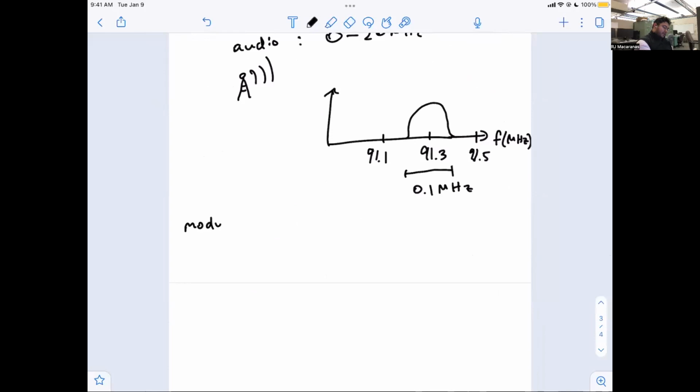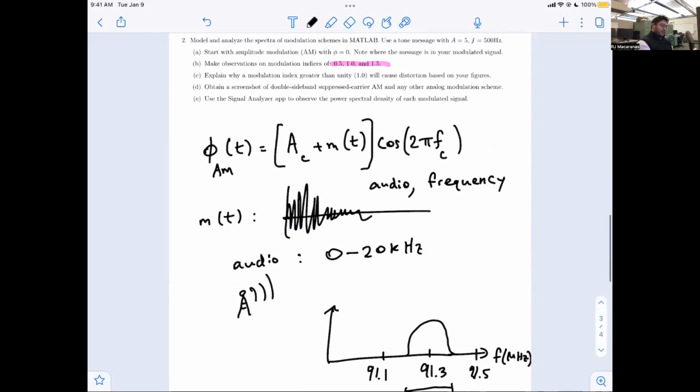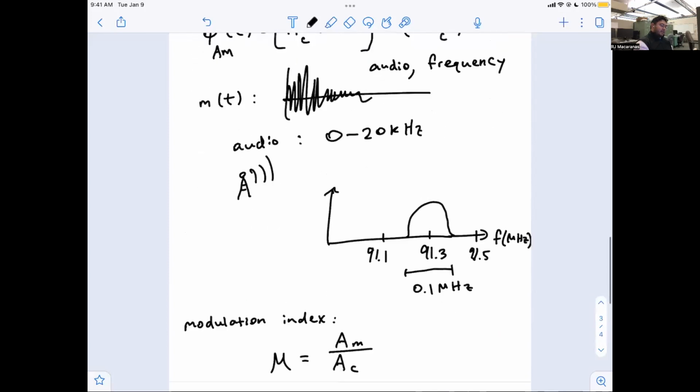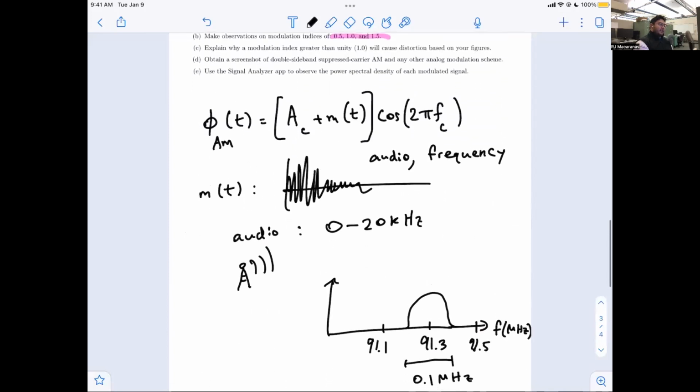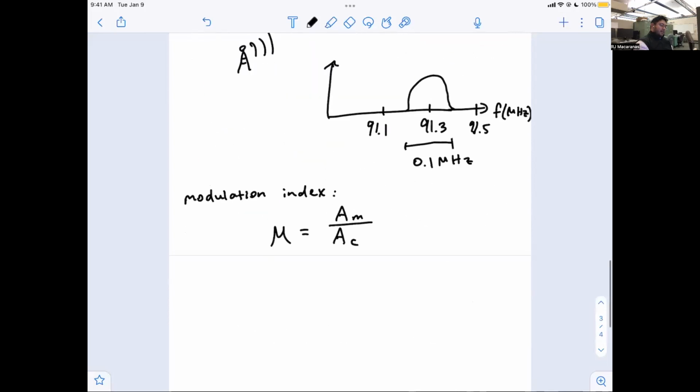So modulation index, and that is going to be the ratio of the amplitude of our message divided by the amplitude of our carrier, right? So this is a sub m. It's kind of embedded within this m of t, right? So it's not always clear what that a sub m is, but it's some peak amplitude of our message.